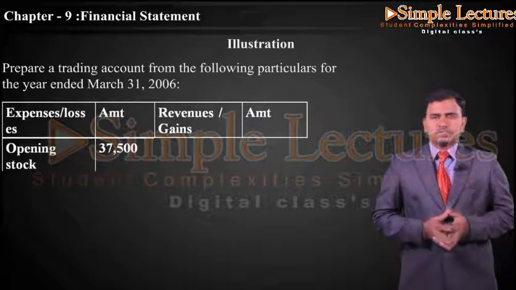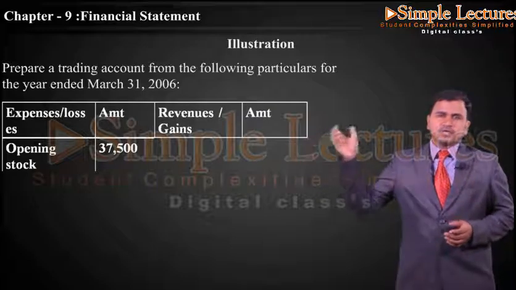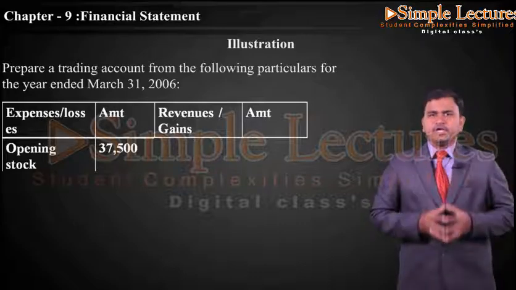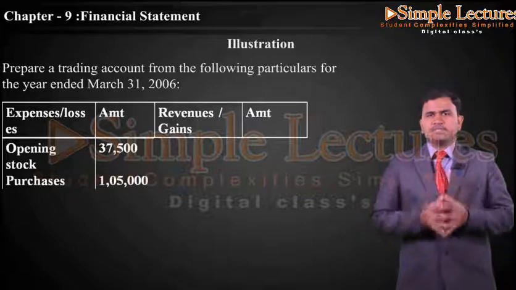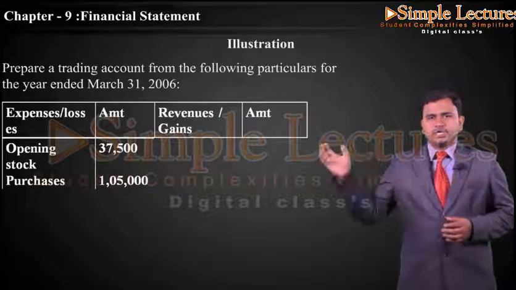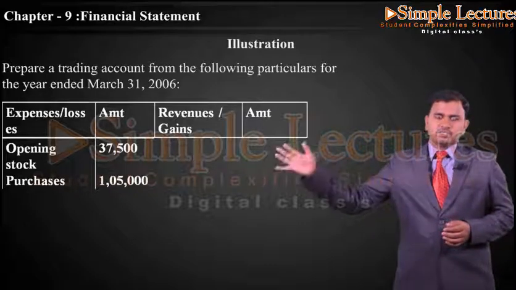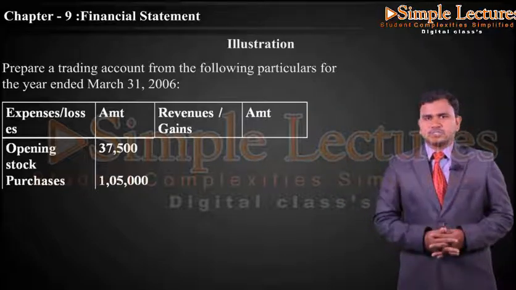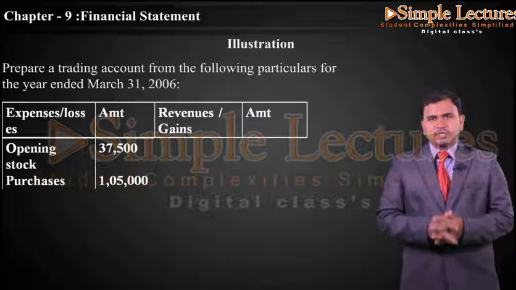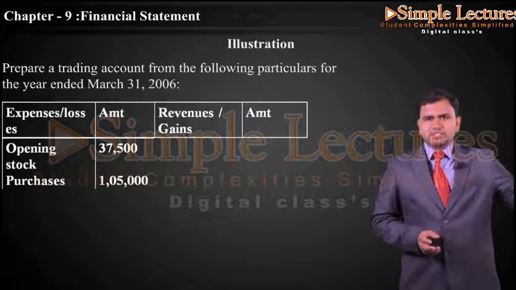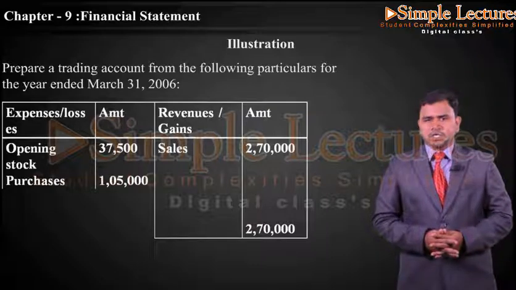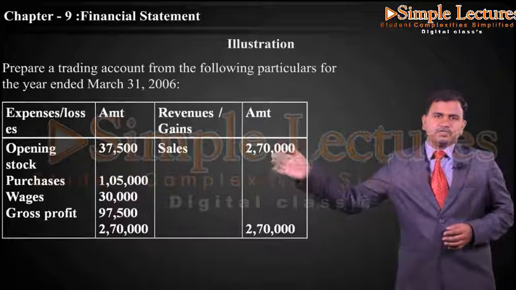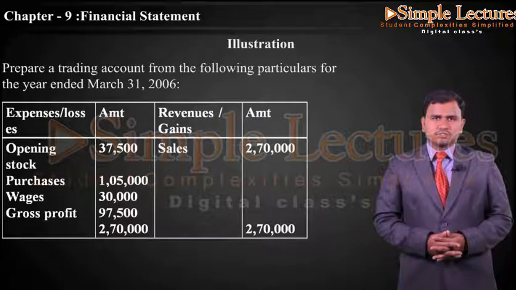Opening stock will be considered in the debit side. So opening stock, in the amount column we are going to write 37,500. Next entry we have purchases. Again purchases is an expenditure here. It will be considered again in the debit side. Purchases 1,05,000 in the amount column. Then we have sales. Sales is a source of income that will be recorded in the credit side. Sales in the amount column 2,70,000. Then we have wages, which are direct expenses, again in the debit side. Wages in the amount column 30,000.